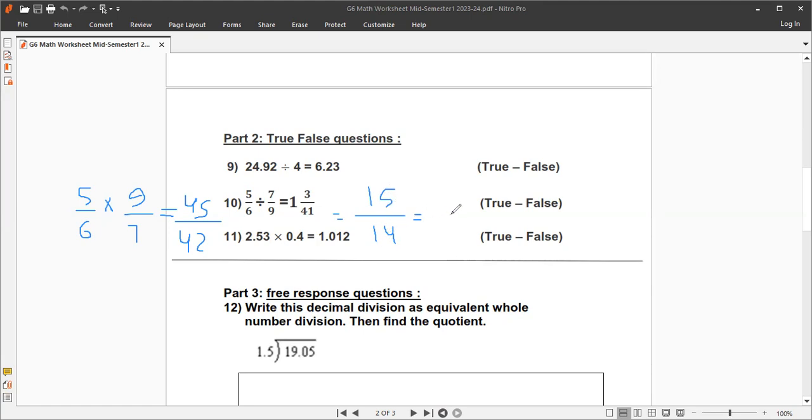How do I make it a mixed number? I keep the denominator 14 here. Now I ask myself, how many 14s in 15? 1. And the remainder is 1. Or I make long division, 15 divided by 14 is 1 and the remainder is 1. So the answer is 1 and 1 over 14. Here they put the answer 3 over 41. So the answer is false.